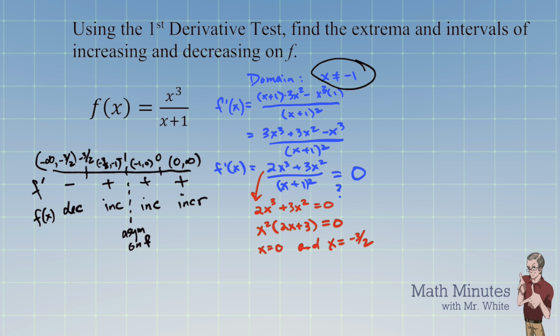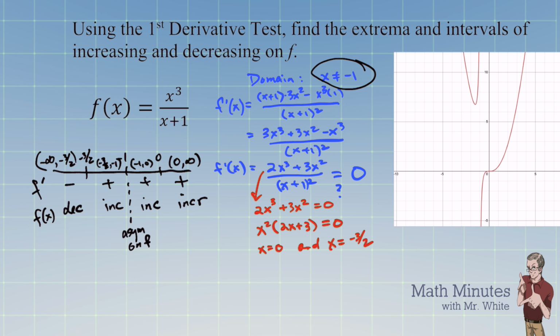So let me show you the graph on Desmos. There it is. You can see, there we have it. Decreasing, increasing, asymptote, and then increasing with a horizontal tangent right there for a moment, and then it keeps going up and increasing. So all of that came from our first derivative test.